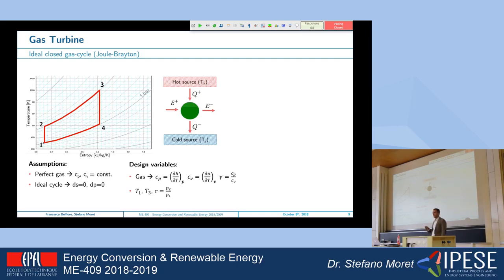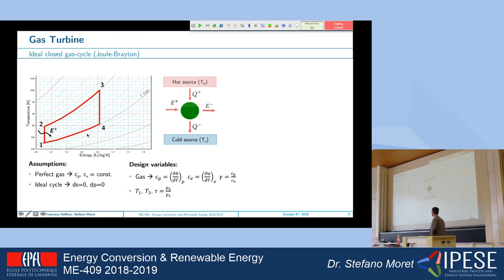Here, we use another TS diagram, which is the TS diagram of a gas, for example, of air. So in this case, we don't have the bell. The cycle here, which is the cycle that we use for a gas turbine, is called the Joule-Brayton cycle. It's composed of four phases that do not use water, but use a gas instead. So you don't have a change of phase. Let's see what these four phases are.